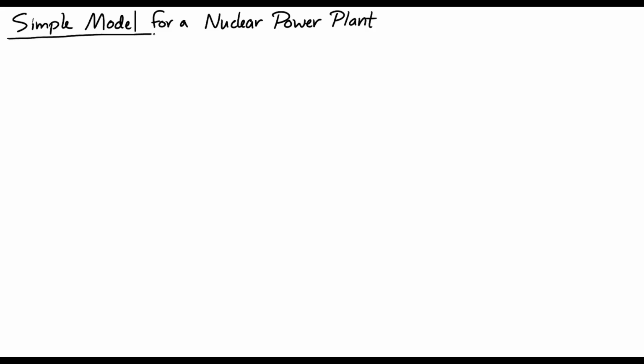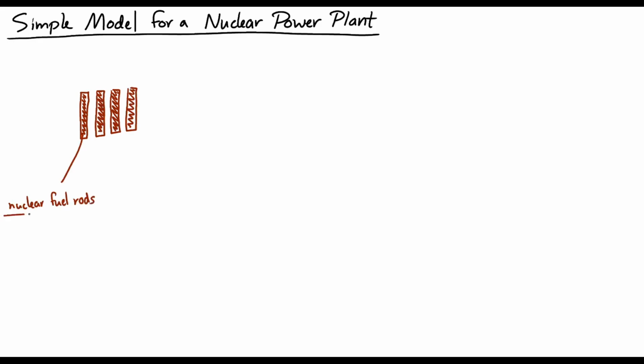So now we're going to think about how to take these ideas and turn it into a power plant. We're going to look at a simple model for a nuclear power plant. So we're going to start out with the nuclear fuel rods. These nuclear fuel rods are usually concentrated uranium-235. Now, when I say concentrated, I don't mean that it's pure uranium-235. It's usually just a few percent uranium-235, but that's enough to get a fission reaction happening.